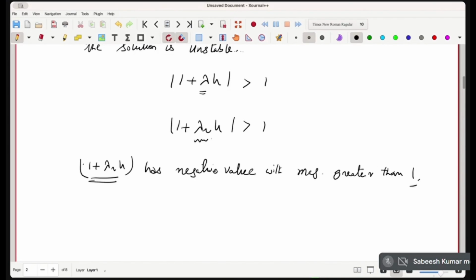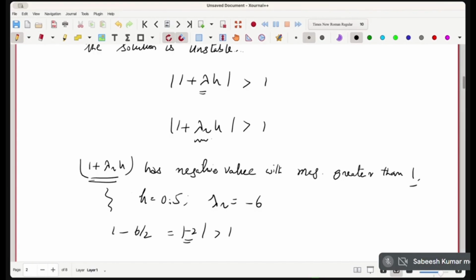That means 1 plus lambda r h has a negative value. For example, let us say I take h equals 0.5. I take lambda r equals, let us say, minus 6, since we are in the negative case. Then this quantity is going to be 1 minus 6 by 2, which is minus 2, right? So this is greater than 1 in magnitude.